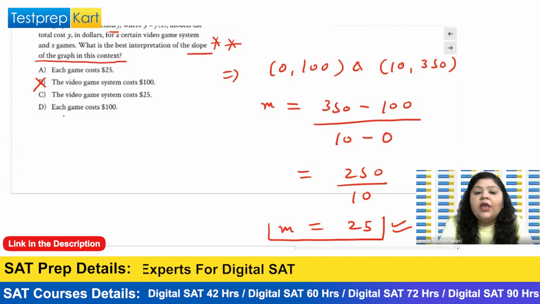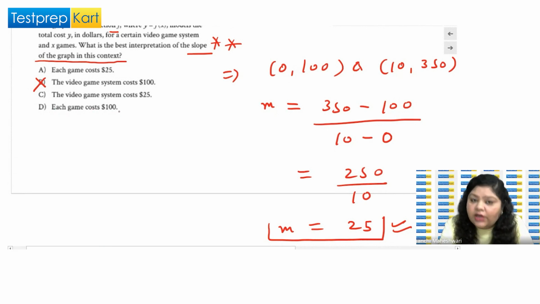Then have a look at option D. Each game costs $10, $100 only. Okay, so is it the correct one? No, because the slope value is 25 and it is saying something else. So obviously option D is also going to be the incorrect one.